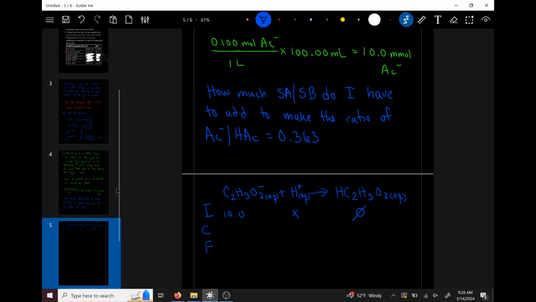And we know that the amount of acid that I add to the system is going to be the limiting reagent. So all of the HCl, all the protons that have been introduced to the system from the dissociation of hydrochloric acid, are going to be completely consumed. So the change is going to be towards the production of acetic acid, which means it's going to be minus X, plus X. So 10.0 minus X.